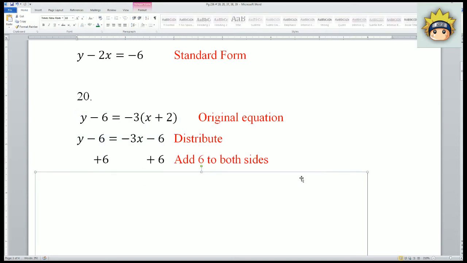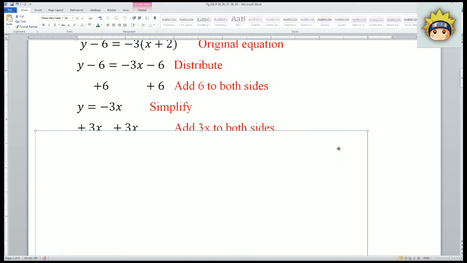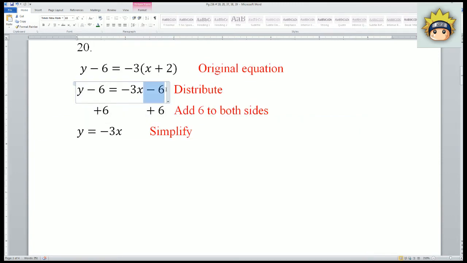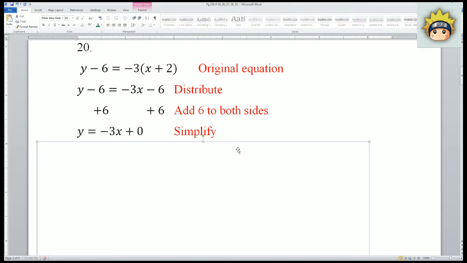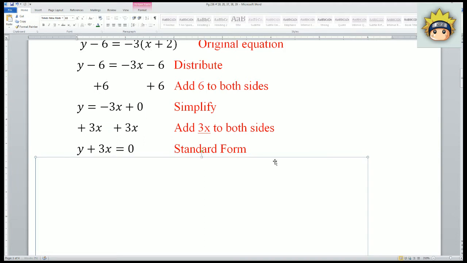Okay, I have to add 6 to both sides because I want it in slope intercept form, which is y equals mx plus b. It should look like y equals negative 3x because on the right hand side negative 6 plus 6 is 0. That's why I could even write the plus 0 here if it makes you happy. Now I want to go from y equals mx plus b into standard form, so I have to add 3 to both sides. What is left on my right hand side is a 0. That's why there's a 0 here.